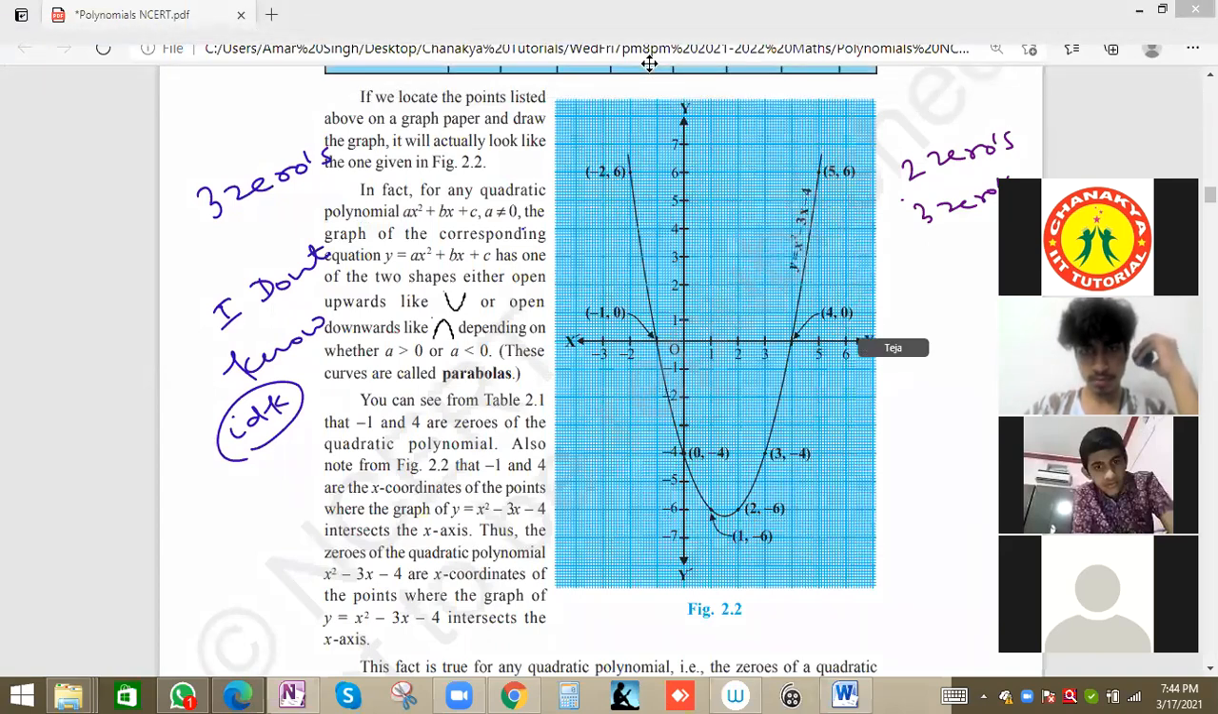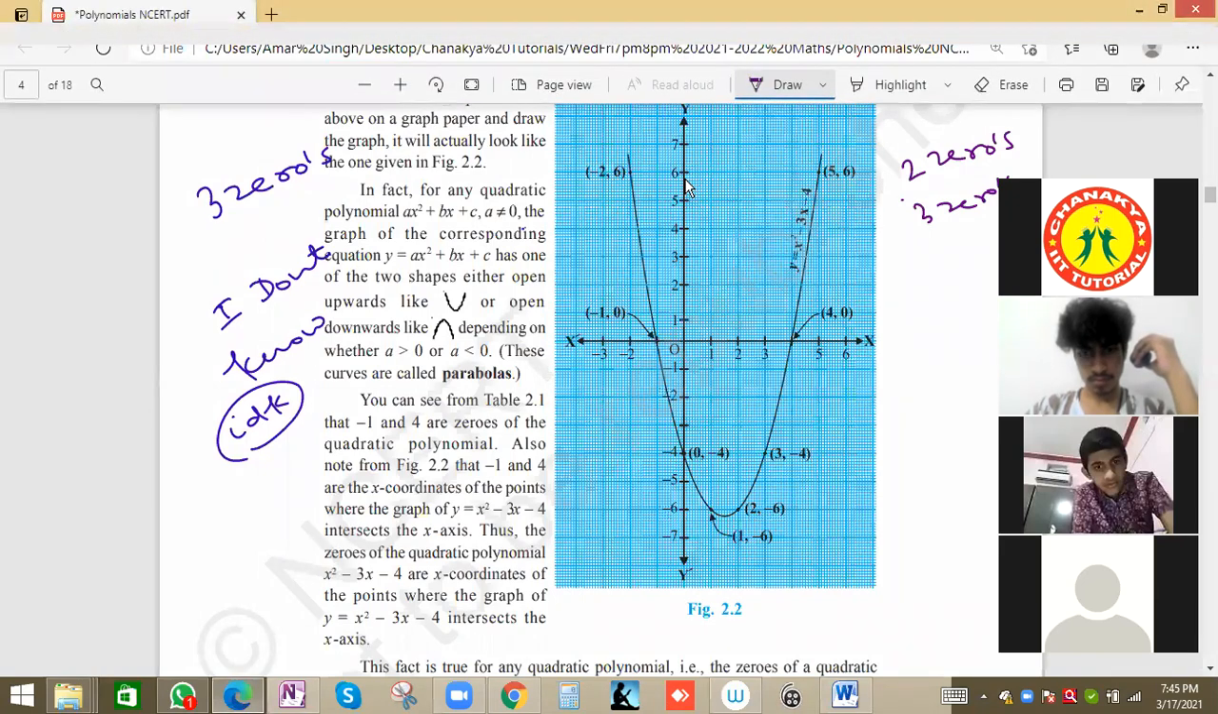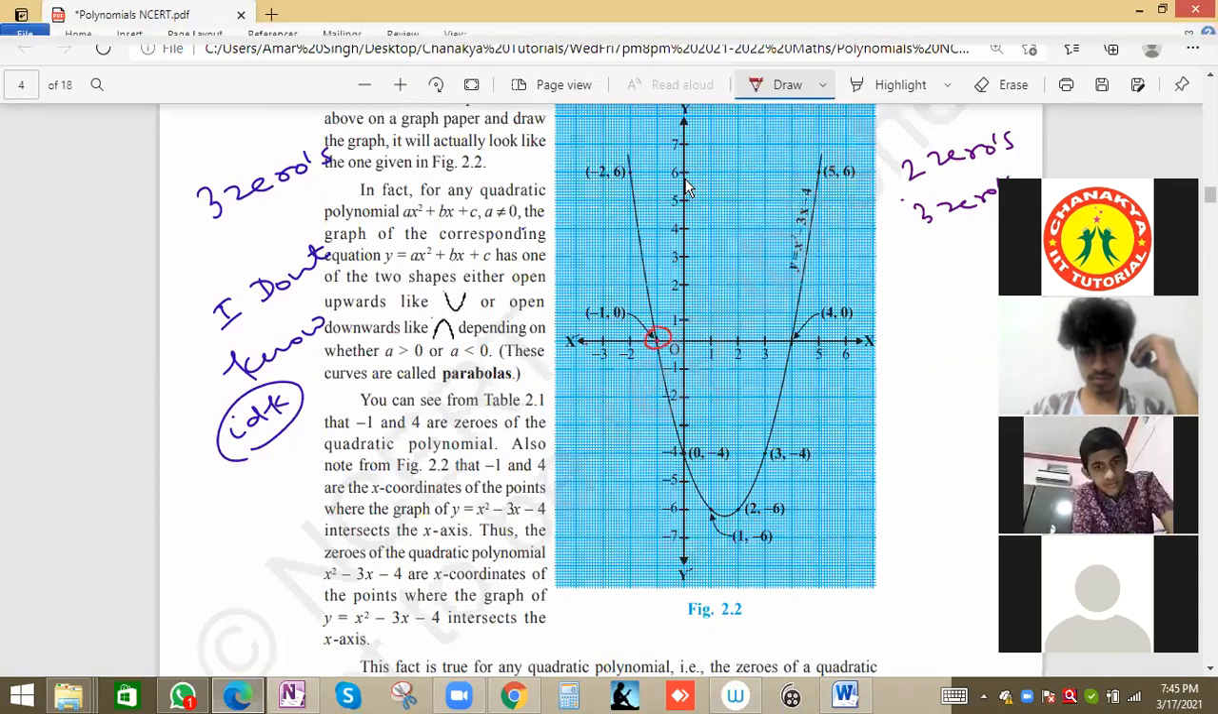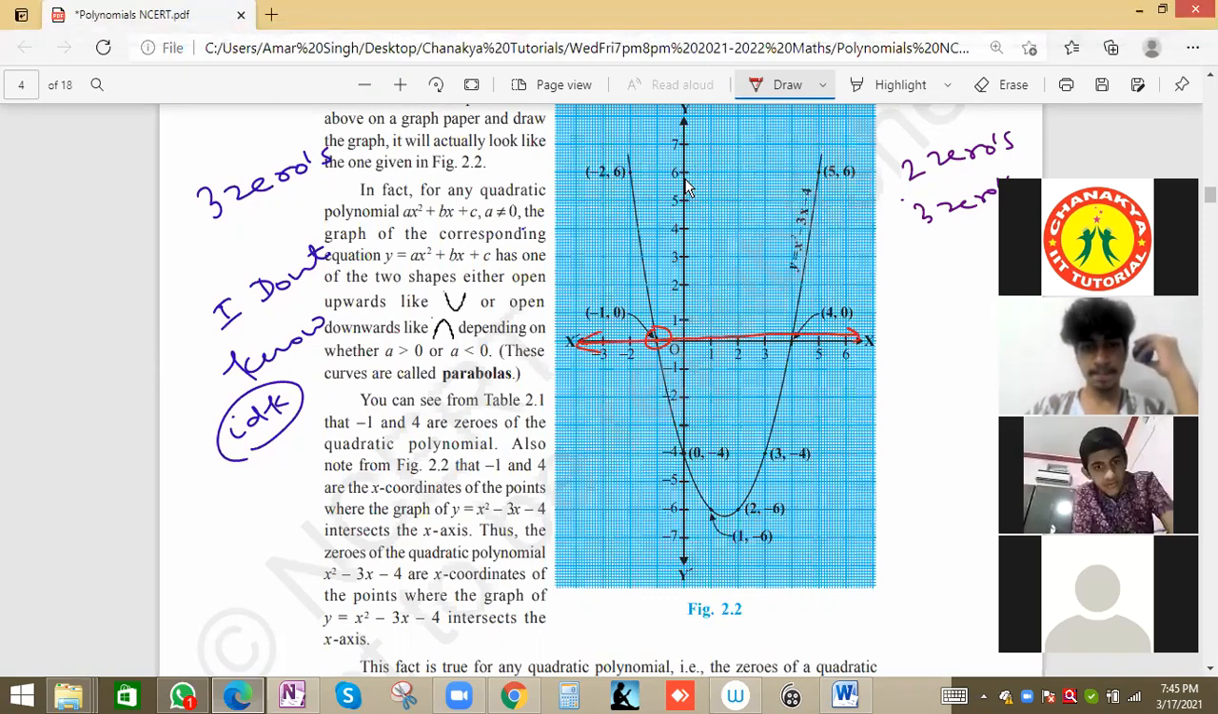So 2 zeros, basically, because this is a quadratic graph. Directly we have to go to the graph where it is cutting the x-axis, nowhere else. We only have to see how many times it is cutting the x-axis, not the y-axis. This is the x-axis and this is the y-axis. It cuts at 1 point, and another point, so 2 points. So the number of zeros will be 2.